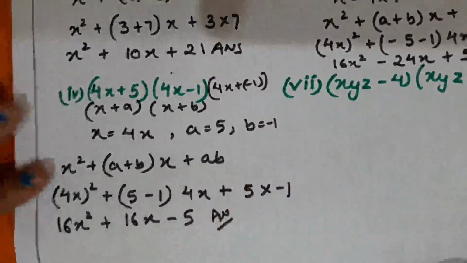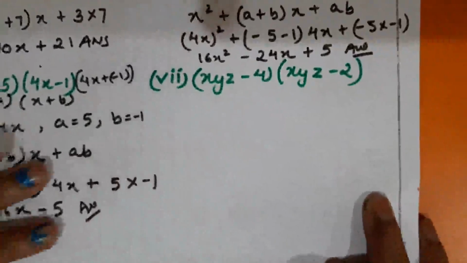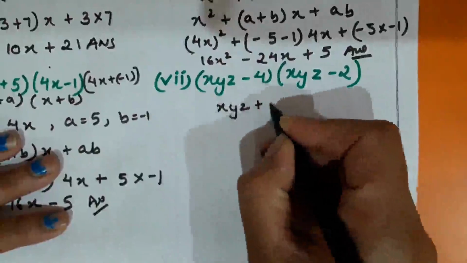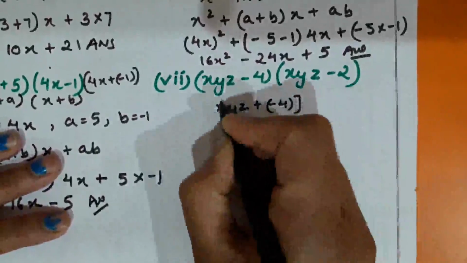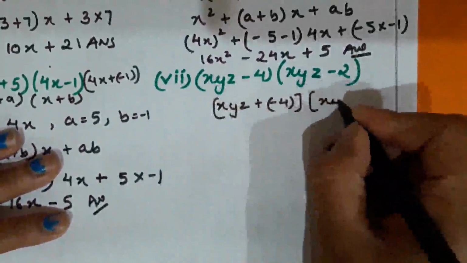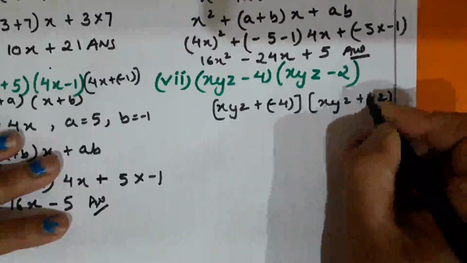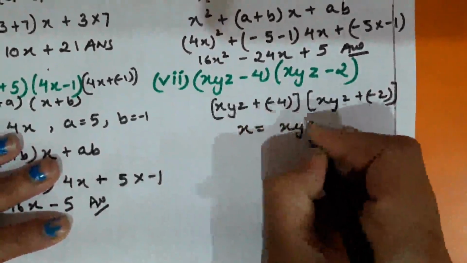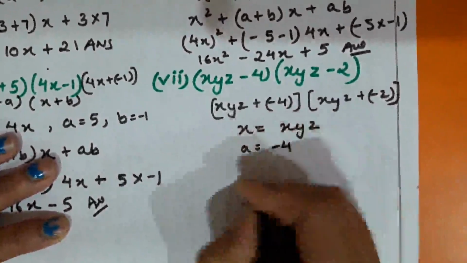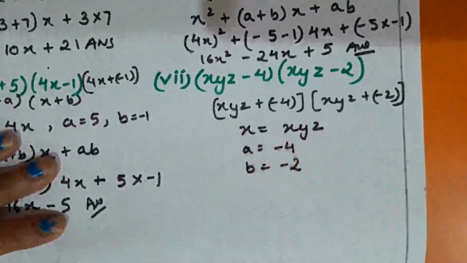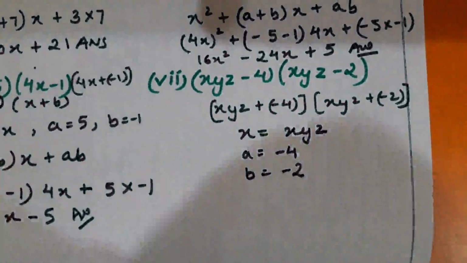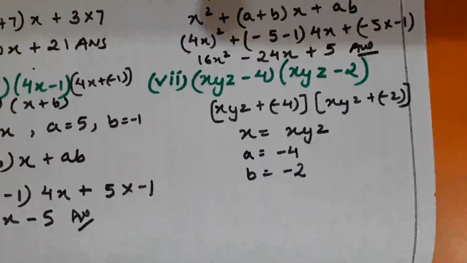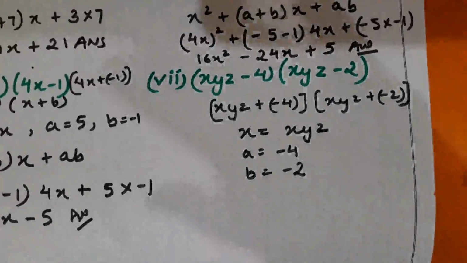Let's move to the next part. Now, the seventh part, xyz plus, you can write like this, xyz plus. Okay, now x will be xyz, a will be minus 4 and b will be minus 2. So easily you can put the values inside the formula, you will get the answer. So I am leaving this here only, you solve fully. Okay, now let's move to the next question.